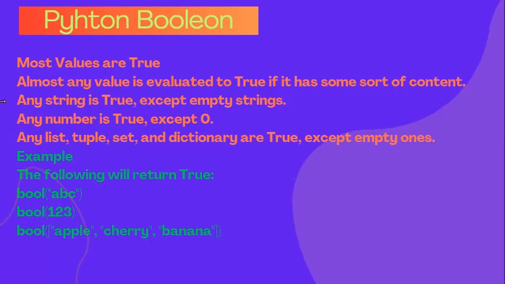So this point, the three topics. Any list, tuple, set, and dictionary is true except empty ones. The following will return true: bool ABC, bool 123, bool apple, cherry, banana.